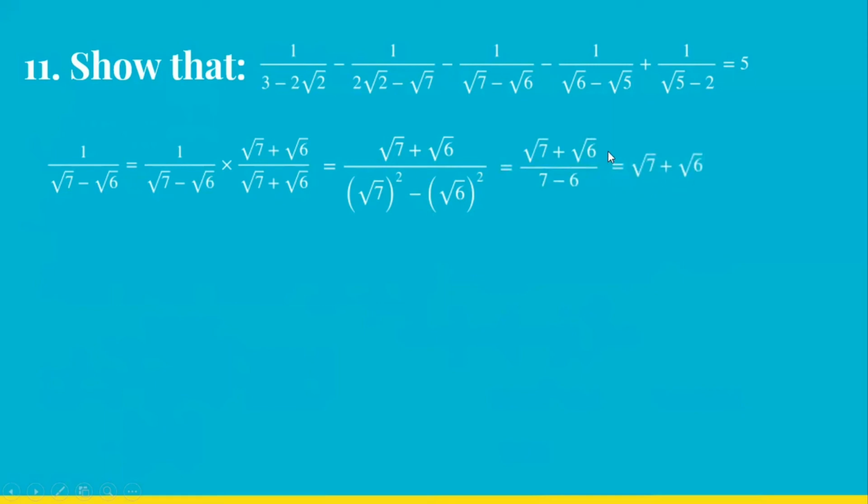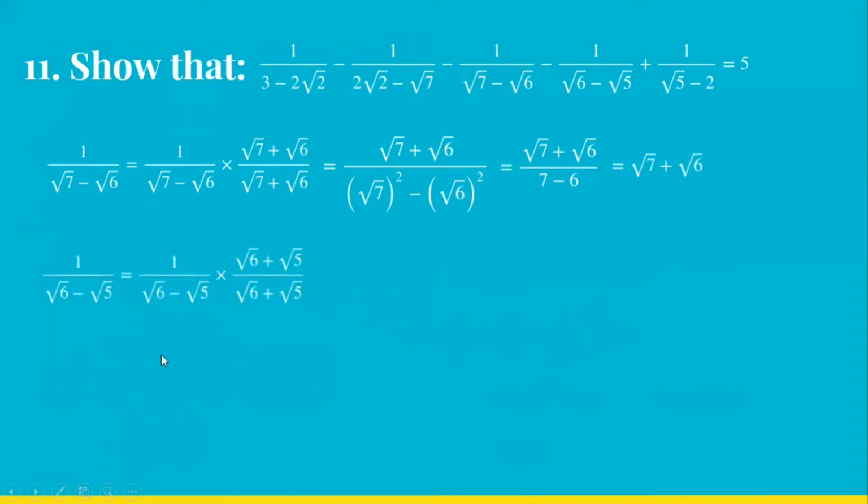So what are we observing here? When we rationalize, the rationalizing factor of the denominator is going to be the numerator. That is what we are finding here. When it was 1 upon root 7 minus root 6, after rationalizing this we are getting root 7 plus root 6, right? Just the rationalizing factor of the denominator. So that is the trick that you have to remember.